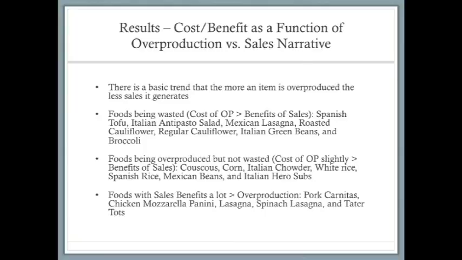The next group was foods being overproduced but not wasted. For these foods, the cost of overproduction was slightly bigger than the benefits of sales. These foods included couscous, corn, Italian chowder, white rice, Spanish rice, Mexican beans, and Italian hero subs. And the final group was foods with sales benefits a lot higher than overproduction. This includes pork carnitas, chicken mozzarella panini, lasagna, spinach lasagna, and tater tots.